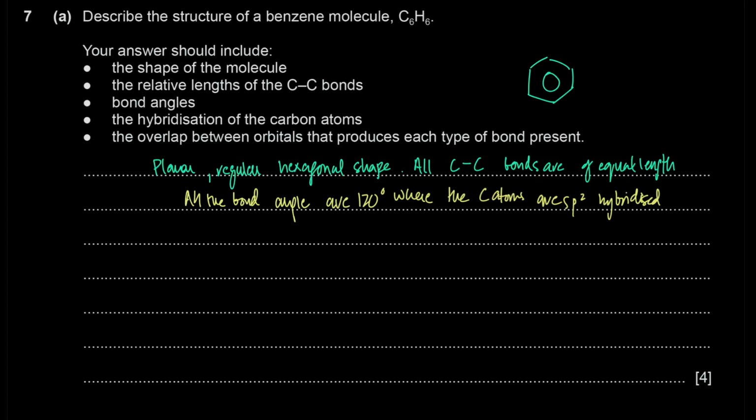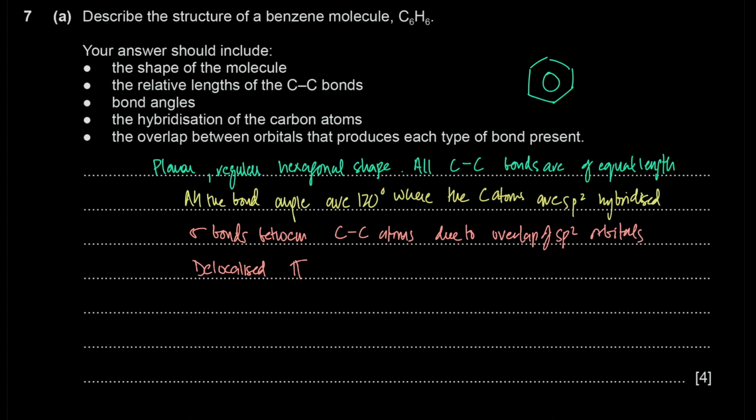All right, and the overlap between orbitals that produces each type of bond present. You have sigma bonds between carbon-carbon atoms due to overlap of sp2 orbitals, and you also have a giant delocalized ring of pi electrons, a delocalized pi bond, due to overlap of p orbitals.